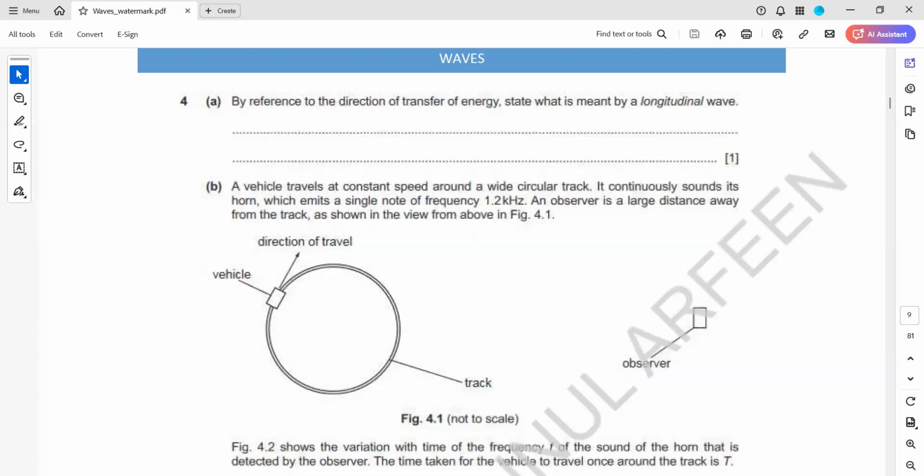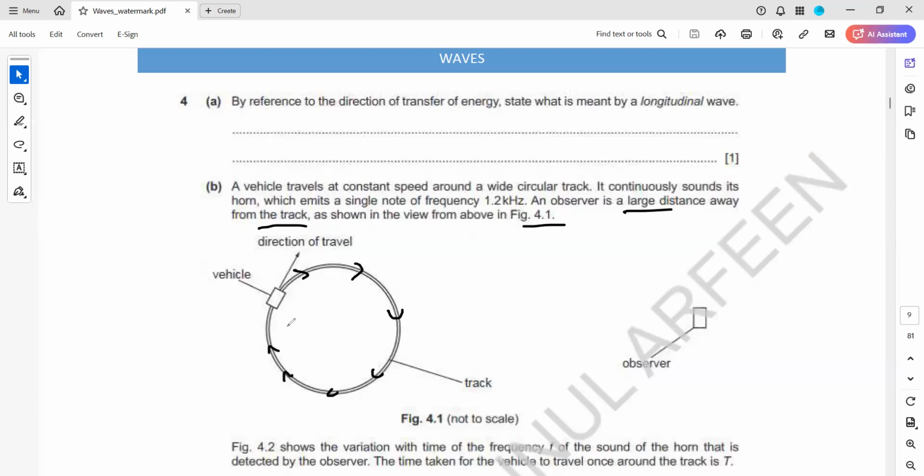The next is a vehicle traveling at a constant speed around a wide circular track. It continuously sounds its horn, which emits a signal of frequency 1.2 kilohertz. An observer is a large distance away from the track as shown in the view from above. The direction of travel is shown like this, the direction in which the vehicle is moving.